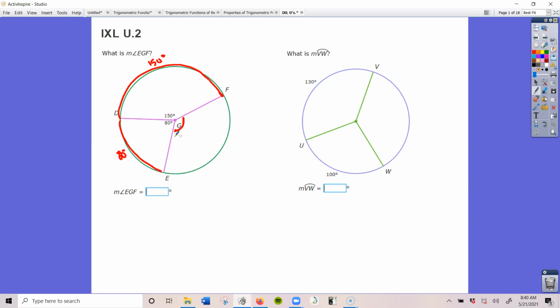Now as you can see, all of these angles here create your full circle. And a full circle, we know, is 360 degrees. So in order to find the measure of that angle, we do 360 minus the 150 minus the 80. And if you do that, we get 130.